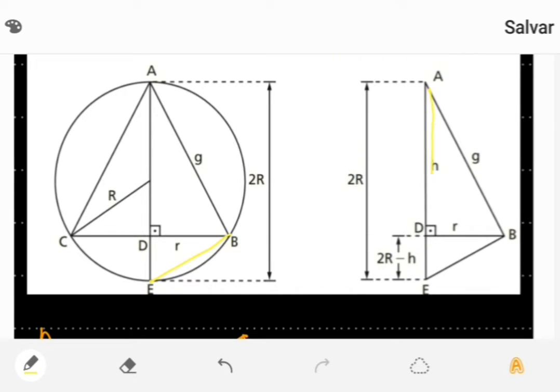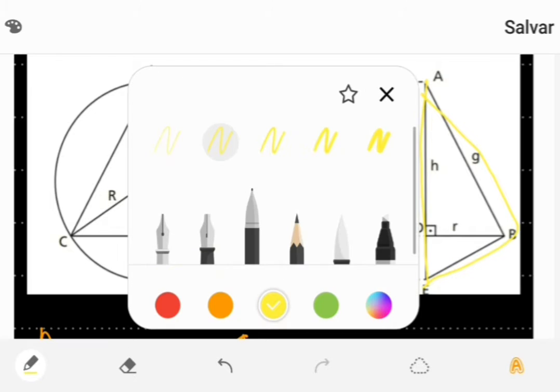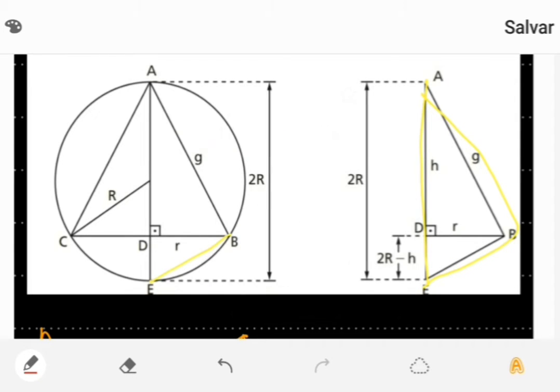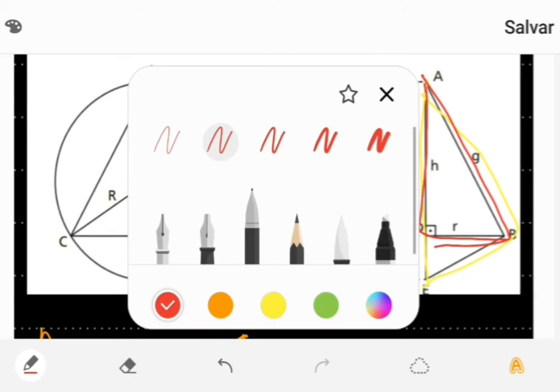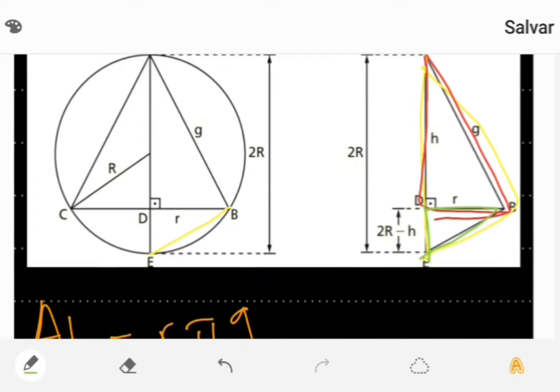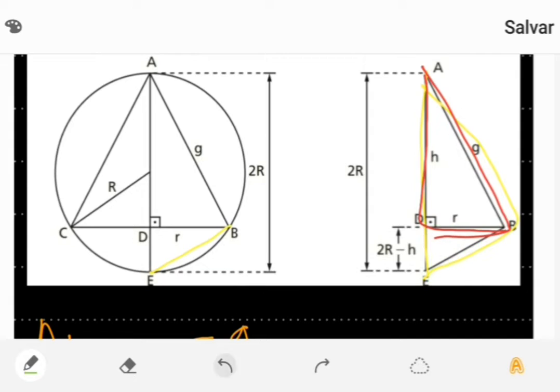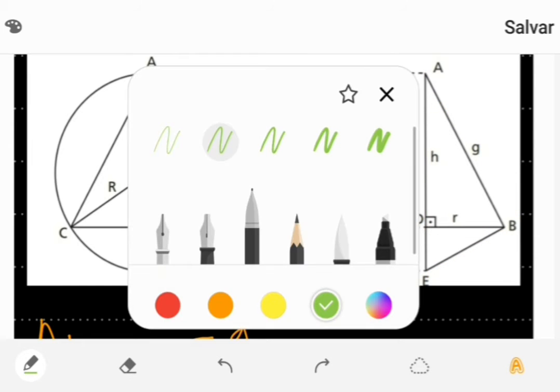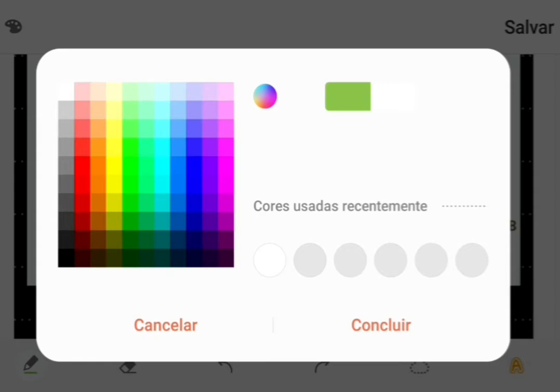Can you see over here? Look, you have three triangles in this figure. The big one, this triangle over here, you have this triangle over here, and you have this triangle over here. By doing similarity of triangles with these three triangles, you can deduce these formulas. But I won't do them now so that I don't take much longer.